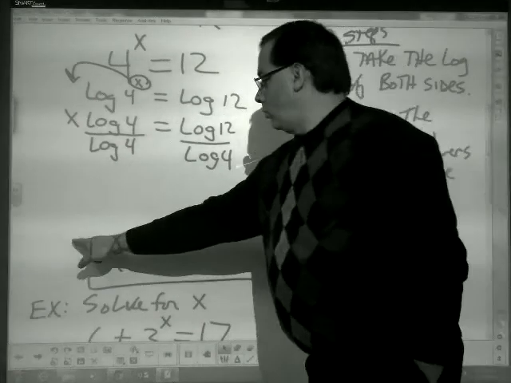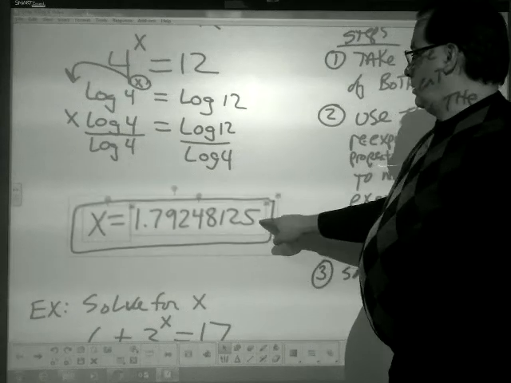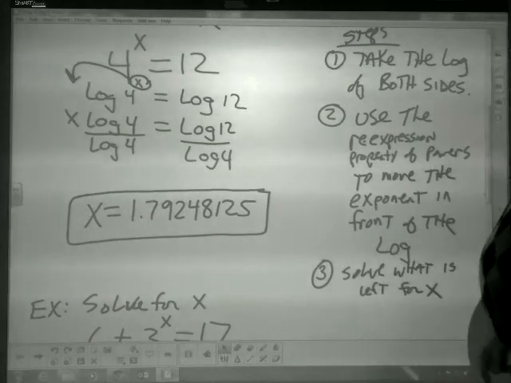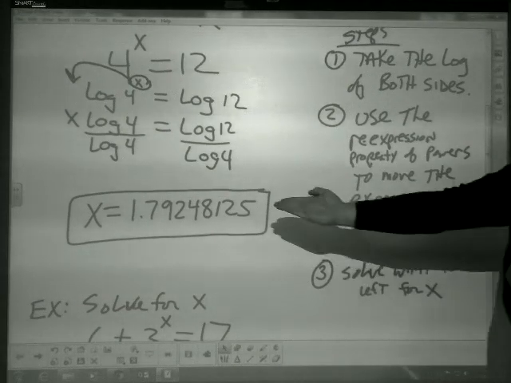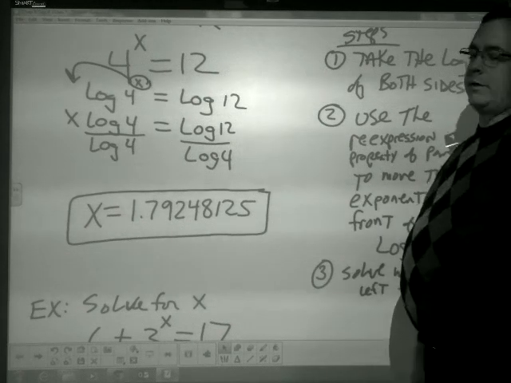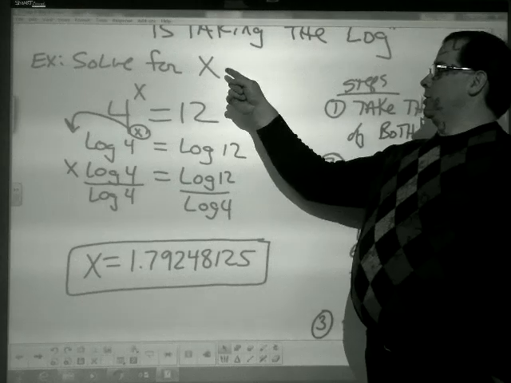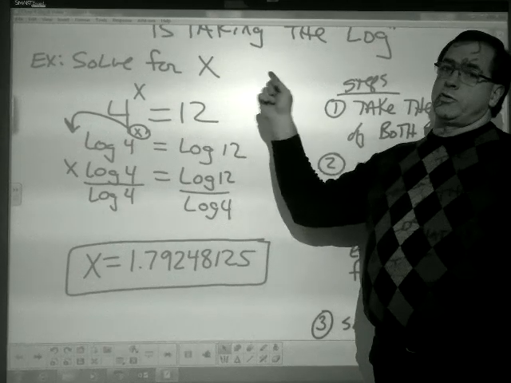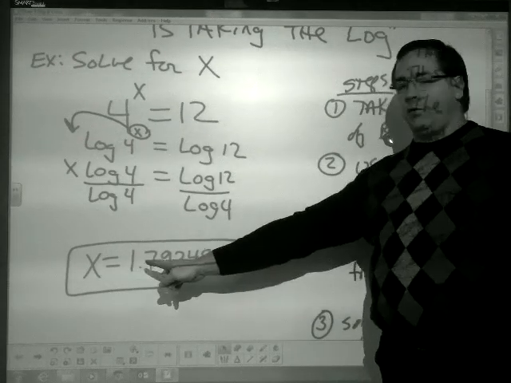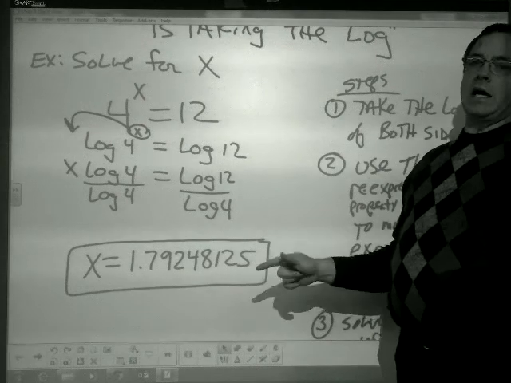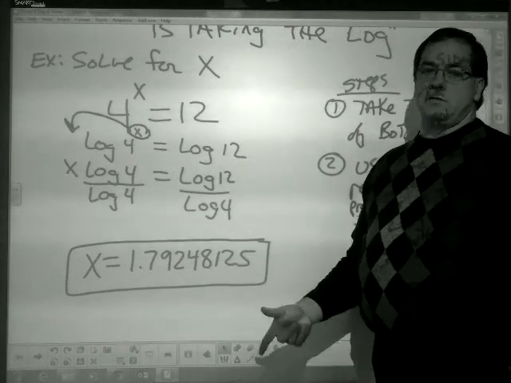And lo and behold, x is, that's just the readout from the calculator. If you notice in the problem, there were no rounding directions. And in your test, if there are no rounding directions, you have to write out the full calculator display. You cannot round just because you think it's convenient.